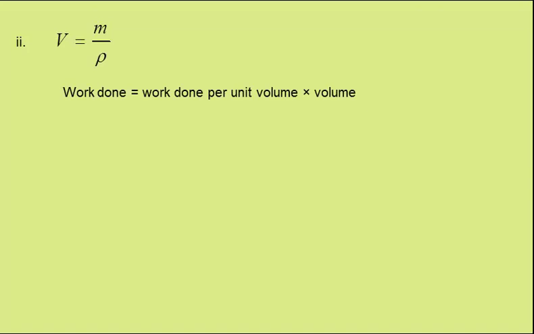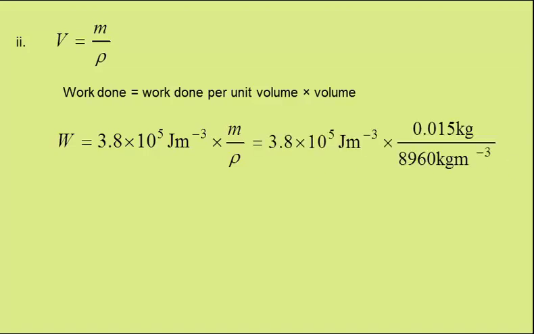In part 2, we need to find the work done to stretch a 0.015 kilogram sample to a strain of 3.0 times 10 to the minus 3, given the density of copper at 8960 kilograms per cubic meter. Well, volume is mass over density, and work done will be work done per unit volume times the volume. So, we need the work done per unit volume found previously multiplied by our expression for the volume. Putting in the other values gives an answer of 0.64 joules.